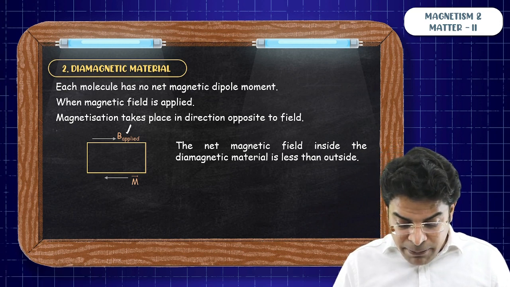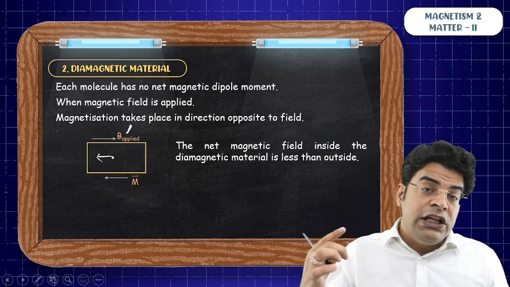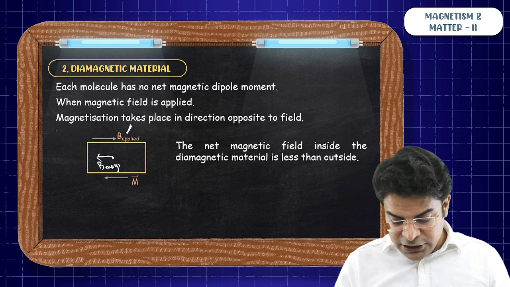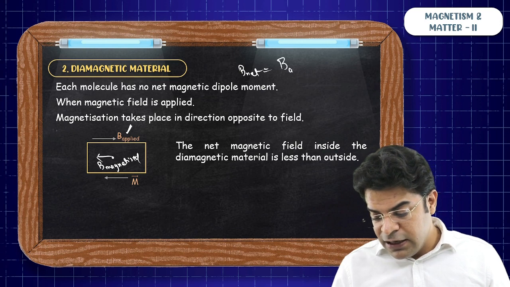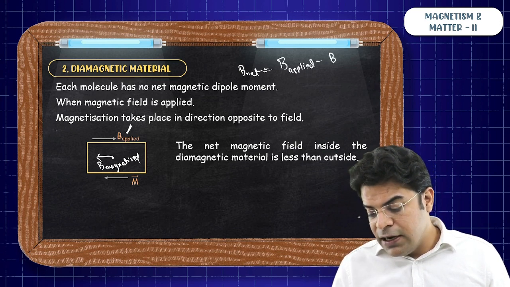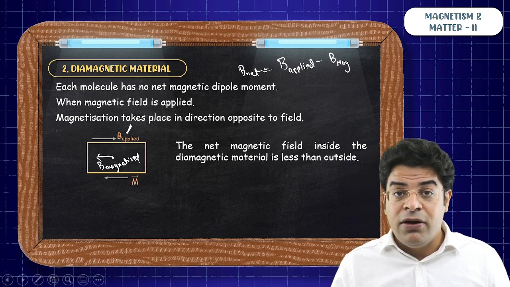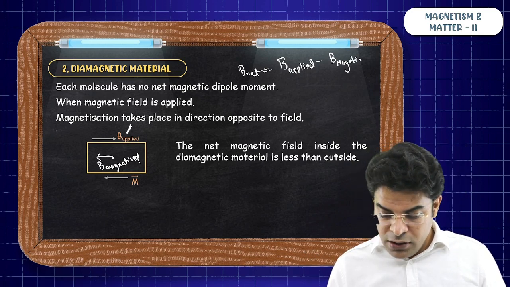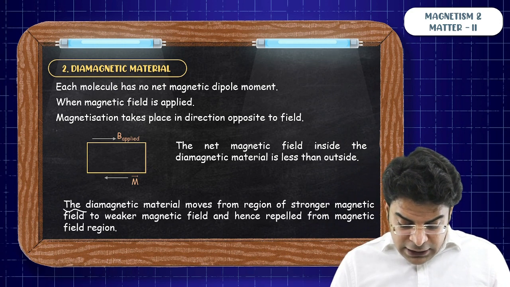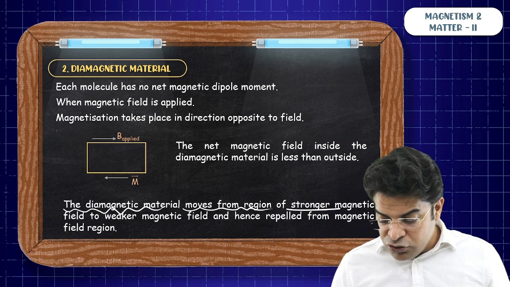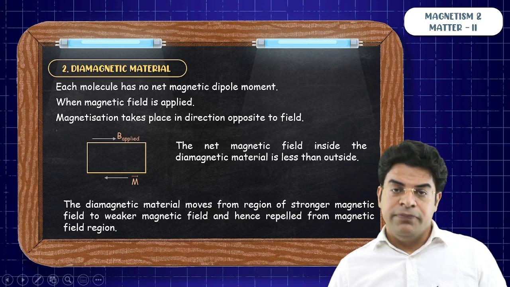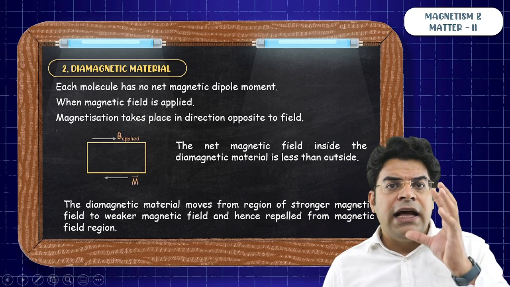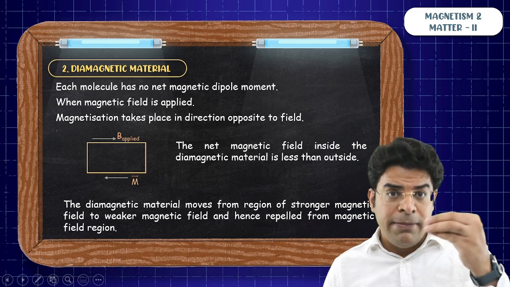So if you have got an applied magnetic field B, the diamagnetic material will produce a magnetized field of its own in the opposite direction, B magnetized. And you will say that the net magnetic field inside in this case will be equal to the magnetic field applied minus the magnetic field due to the magnetic moment developed in the opposite direction. Now बच्चों, the diamagnetic material moves from region of stronger magnetic field to weaker magnetic field and hence is repelled by a magnetic field region. You have learned that a diamagnetic material is repelled by a magnetic field, right?